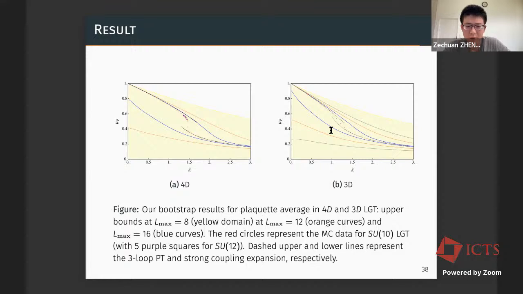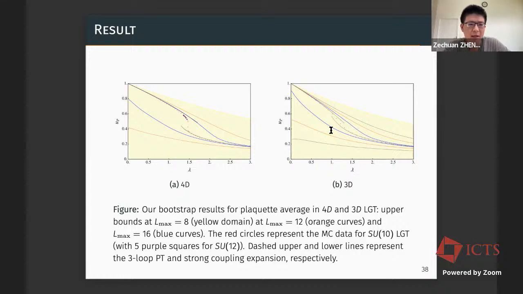Okay, so let's look at the final plot. For 4D, as I already said, in the weak coupling phase, our bootstrap upper bound is very close to the Monte Carlo result. Actually, in the weak coupling limit, it is already better than the Monte Carlo result. And it goes very close to the perturbation line. This is a third order perturbation line. Okay.